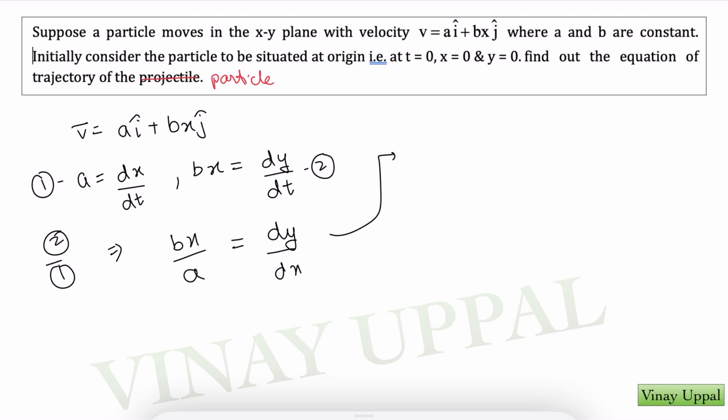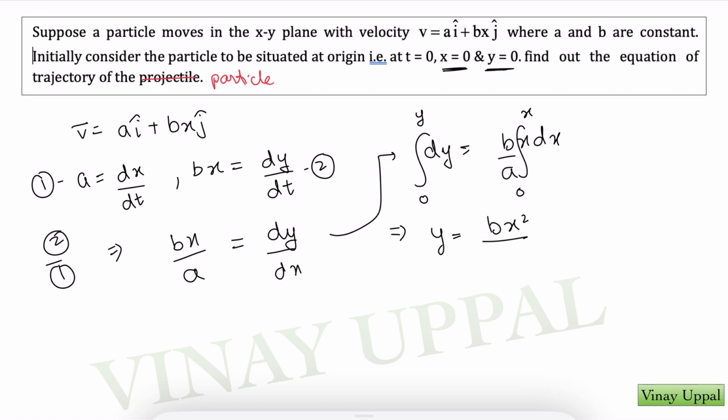Now it's very straightforward. I can just write dy is bx dx divided by a, and then you just integrate it, and we know that x is equal to 0 and y equal to 0 is the initial position, so the lower limits will be 0, 0, and for some general x I'll have some unknown y, and this is a simple integration. So this will be the equation of the trajectory of the particle. So you can see that when we want the equation of trajectory, you can just eliminate time right at the beginning in this sort of an example.